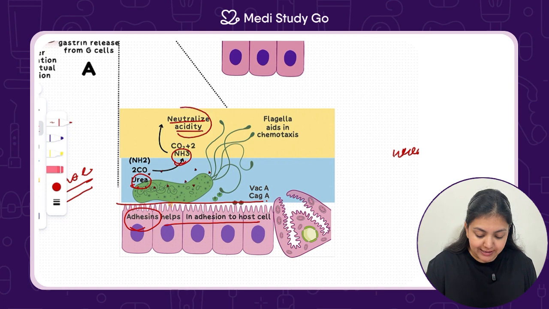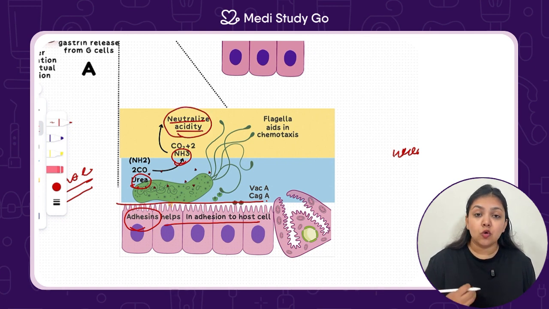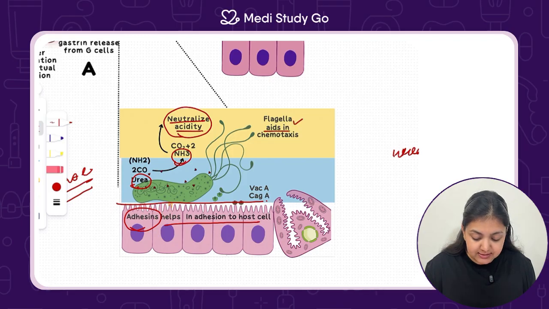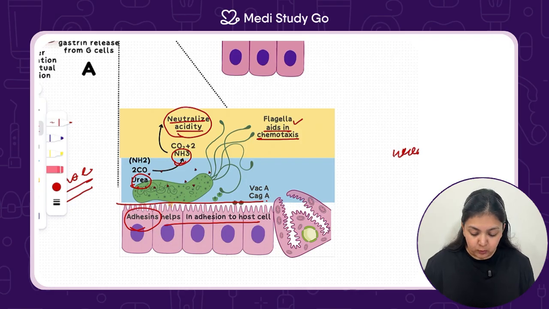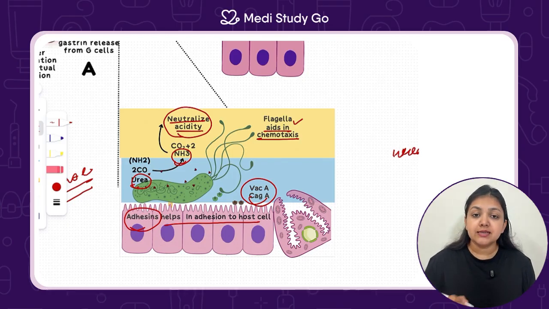So this neutralized acidity helps colonization of H. pylori. The flagella aids in chemotaxis, by which the microorganism gets attached permanently to the mucosa with the help of proteins which help it adhere to the mucosa. So the neutralized acidity is actually a favorable environment for H. pylori to grow in. So the acidity is not really helping us.